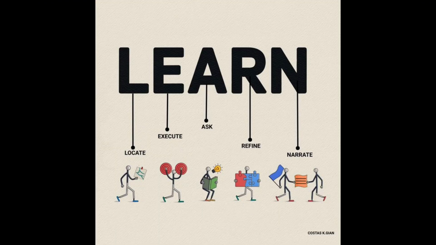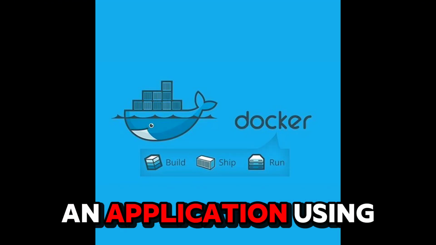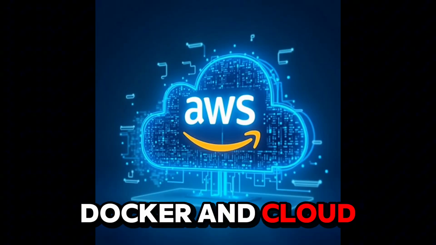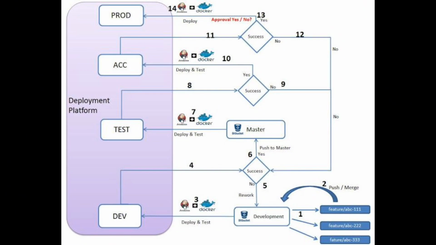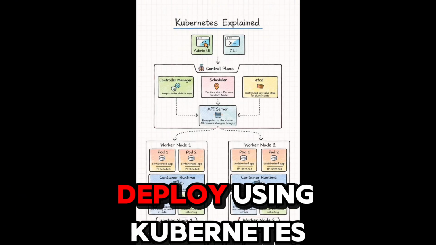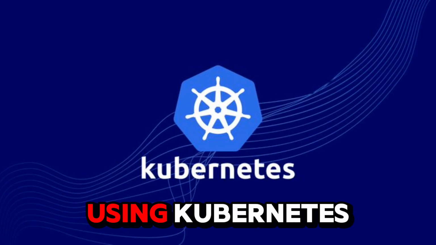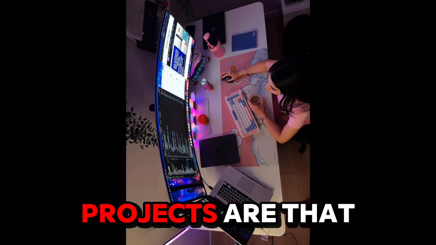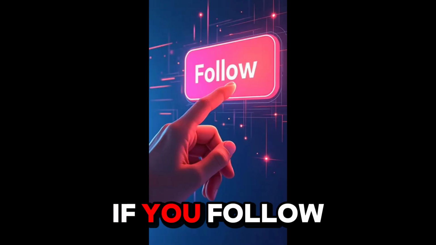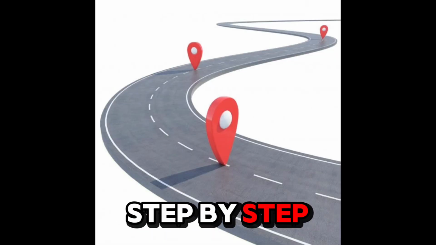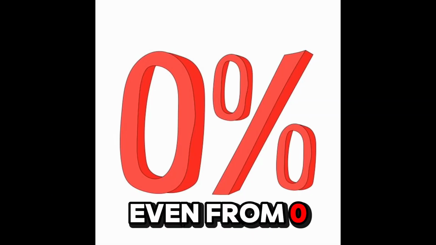Don't just learn tools, build projects. For example, deploy an application using Docker and cloud. Create a CI/CD pipeline. Deploy an application using Kubernetes. Projects are what actually get you hired. If you follow this roadmap step by step, you can become a DevOps engineer even from zero.